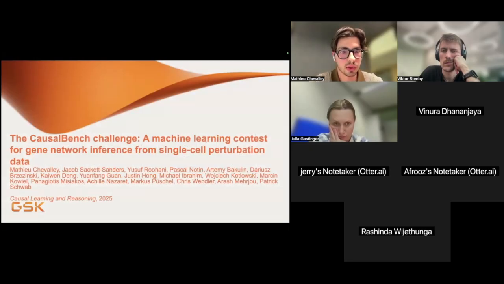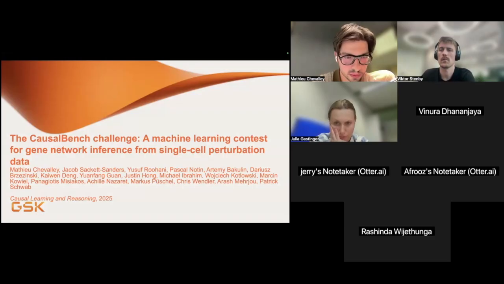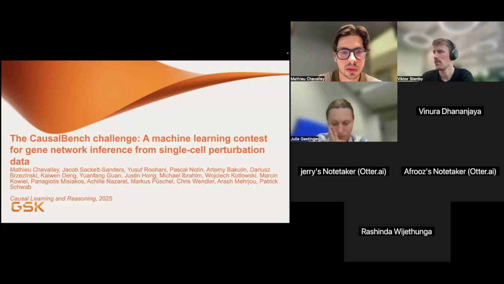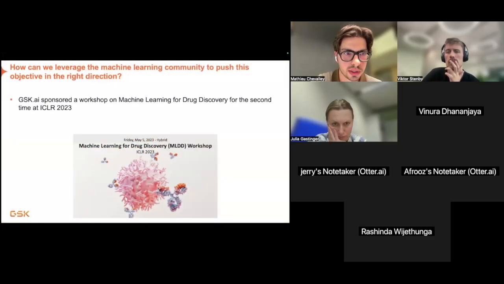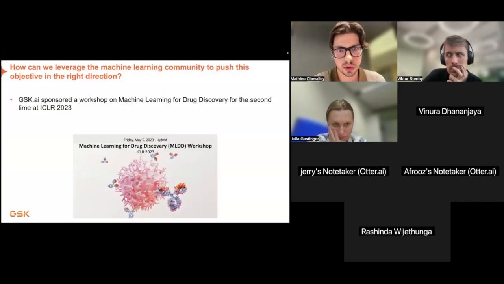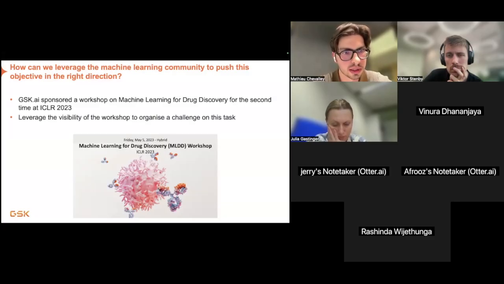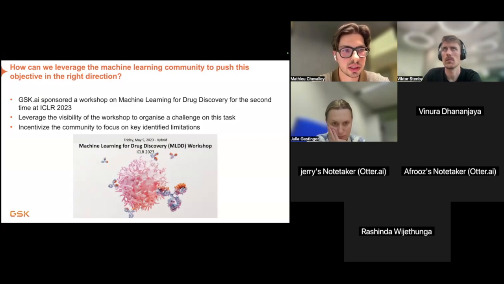Then I'm going to talk about this other related project, which was inspired by the first results we got from the benchmark, where we organized a machine learning challenge to try to improve the state of the art. We organized this challenge within a workshop on machine learning for drug discovery at ICLR. It was a way to incentivize the community to focus on this important task and see if we can get improvements.